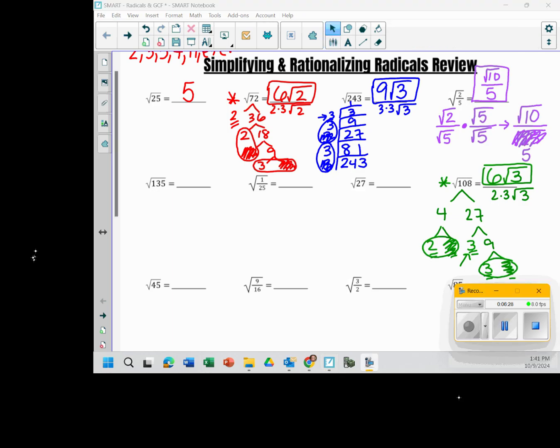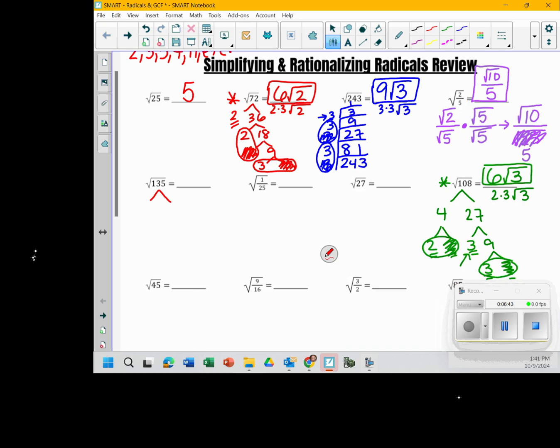So continuing practicing some of these, I'm going to work through this page with you, and then you will have some opportunity to practice on your own on Delta Math. So let's look at 135. If I don't know right off the bat what goes into 135, it ends in a 5. So I know 5 will work. 135 divided by 5 is going to be 27.